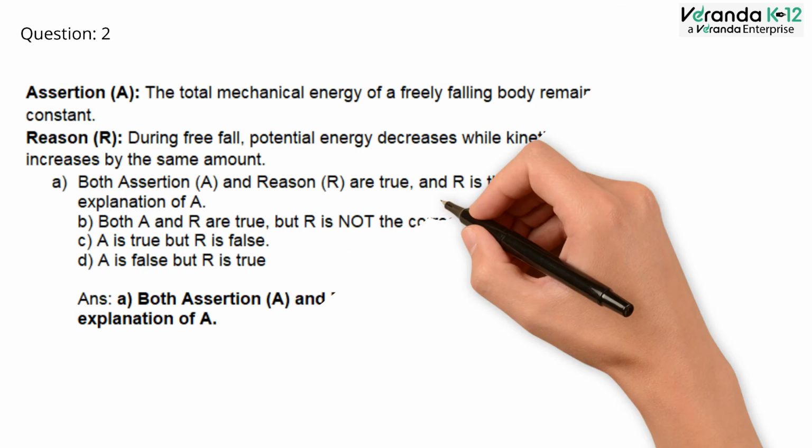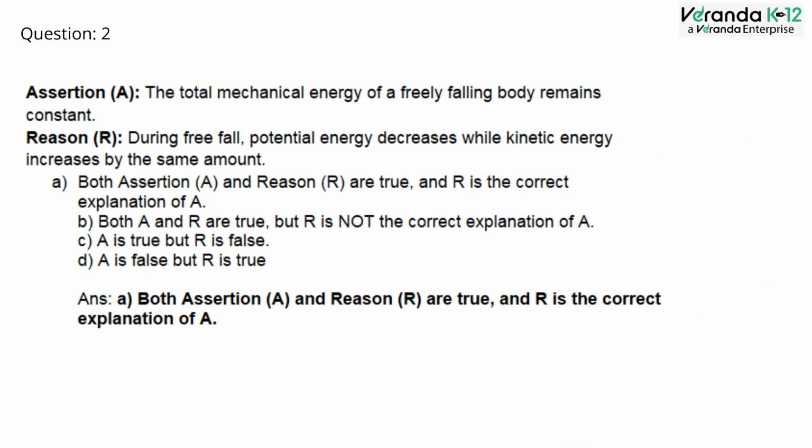Question 2. Assertion: The total mechanical energy of a freely falling body remains constant. Reason: During free fall, potential energy decreases while kinetic energy increases by the same amount. The options are A. Both A and R are true, and R is the correct explanation of A. Option B. Both A and R are true, but R is not the correct explanation of A. Option C. A is true, but R is false. Option D. A is false, but R is true. The correct answer is option A.